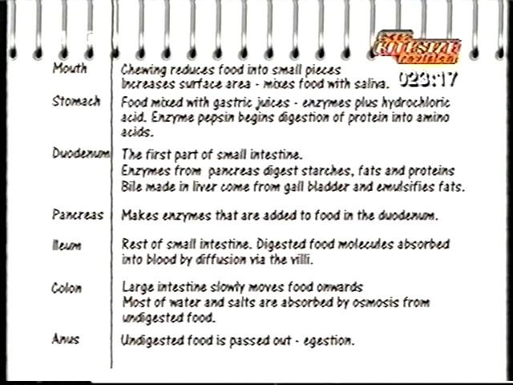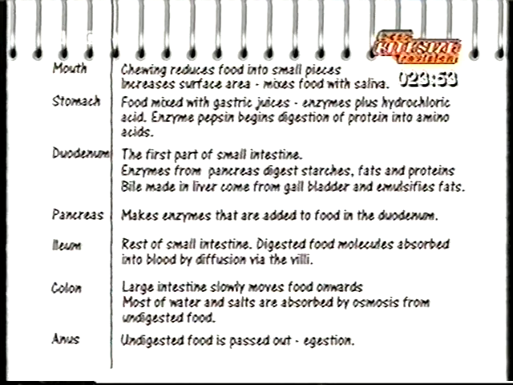The part-digested food is then squeezed into the duodenum, the first part of the small intestine. Here, enzymes from the pancreas digest starches, fats and proteins. Bile made in the liver comes from the gallbladder and emulsifies fats. The pancreas makes enzymes that are added to food in the duodenum. The ileum is the rest of the small intestine, where digested food molecules are absorbed into the blood by diffusion through the villi.